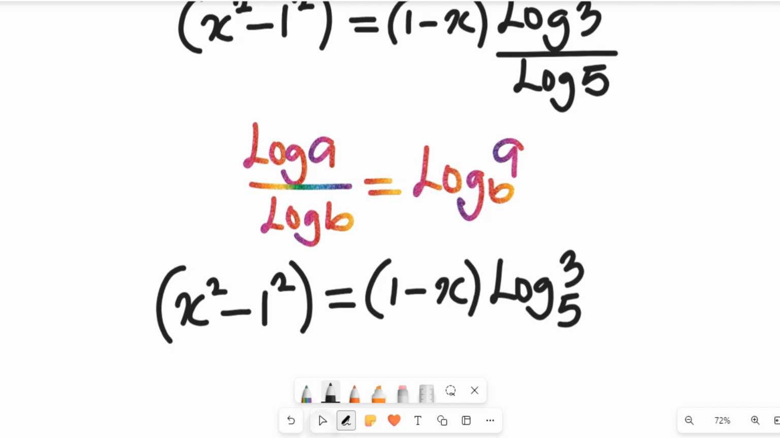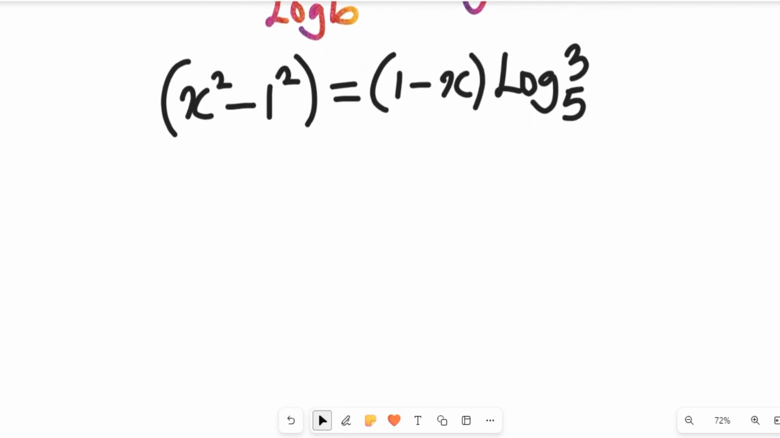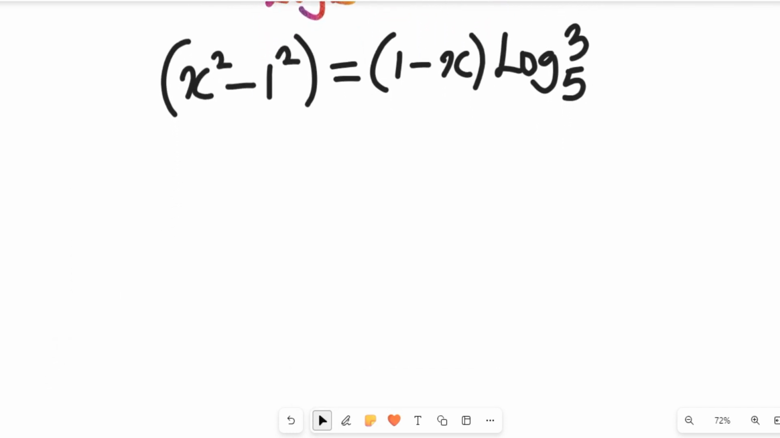Great. Now what we are going to do in order to find the value of x, since we have expressions involving x in the left and the right hand side, is to subtract both sides by 1 minus x multiplied by the log of 3 base 5.